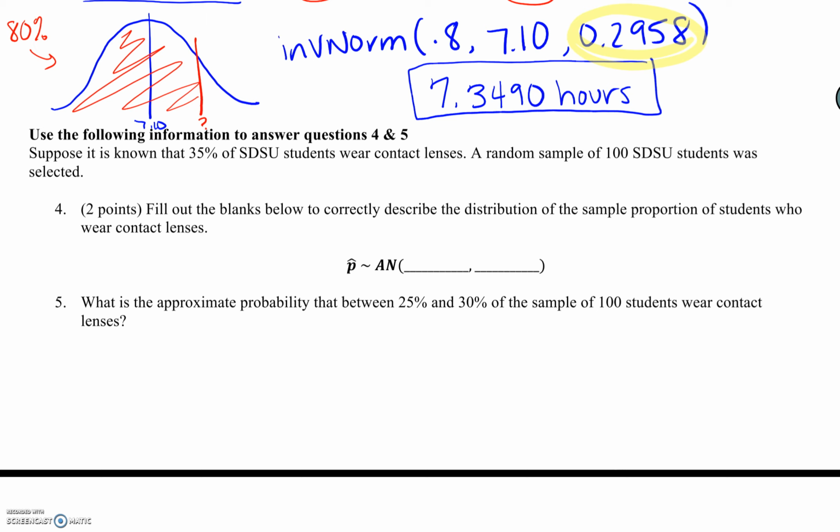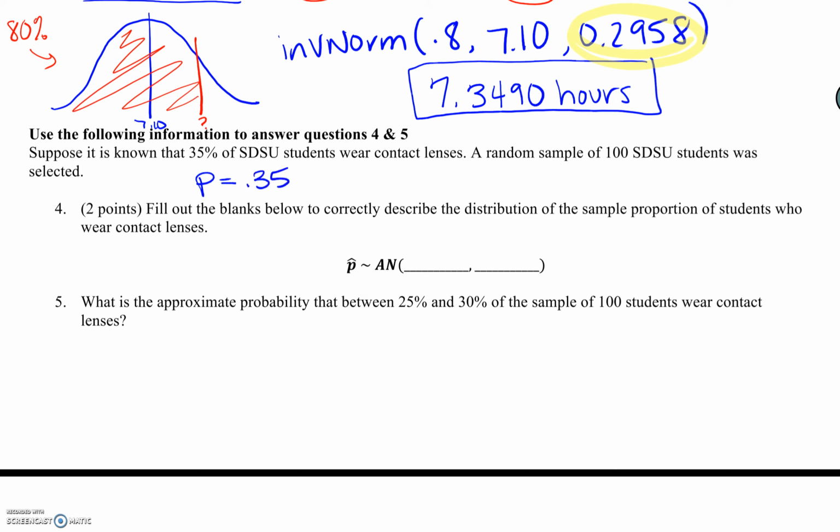This can also come up in a sample proportion question, right? So we still have the same thing here. Sample proportion questions are a little easier to spot, that part 6 stuff. We read through here, it says, suppose it is known that 35% of students wear contact glasses. Well, it looks like we just got contact lenses.